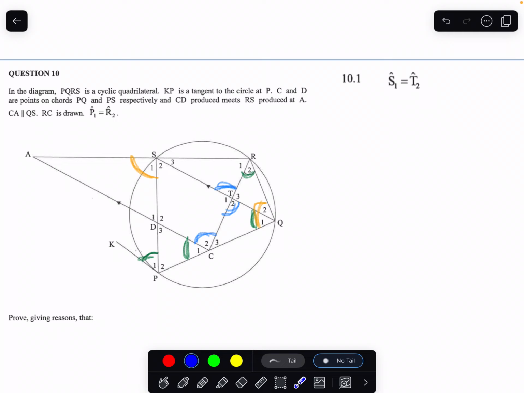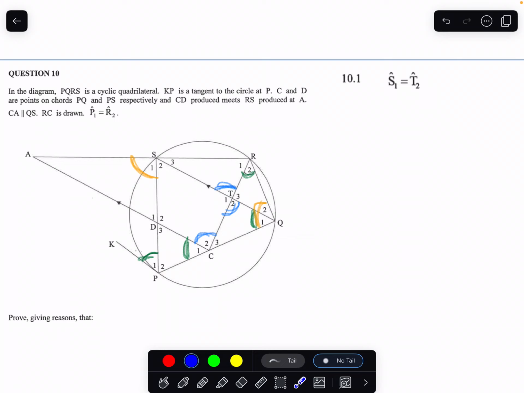And then how does that help me? Oh, it does help me because this plus this plus this is 180, angle sum. But also this plus that same angle is 180 because angles on a straight line. So these two must be equal.